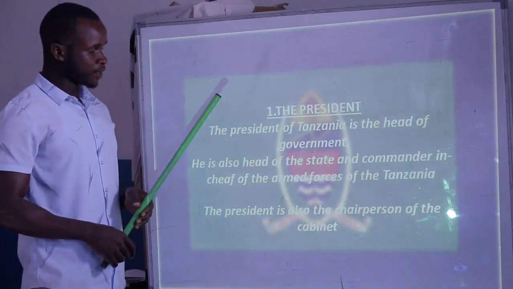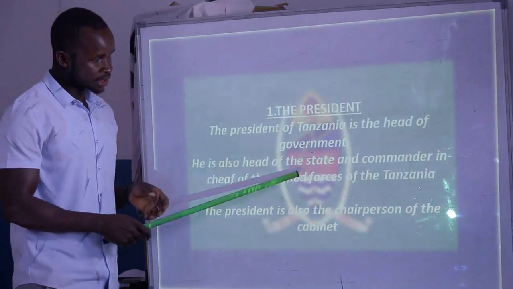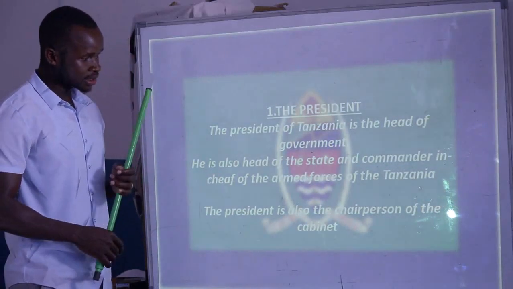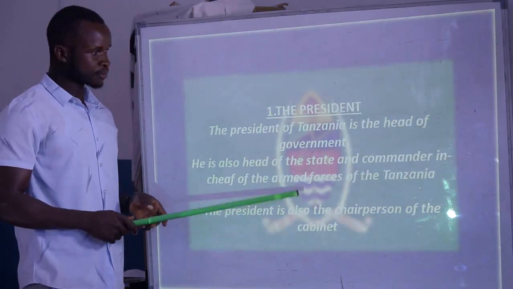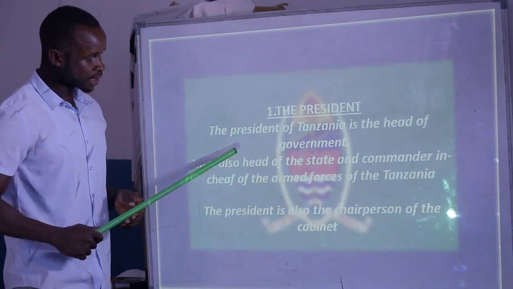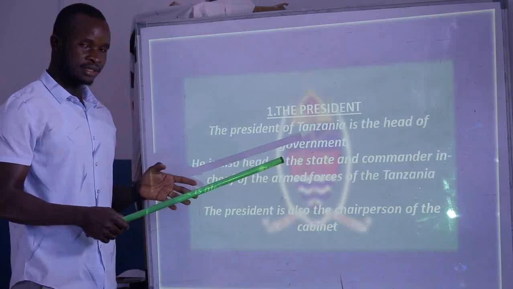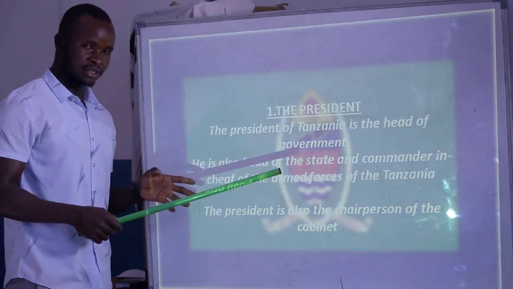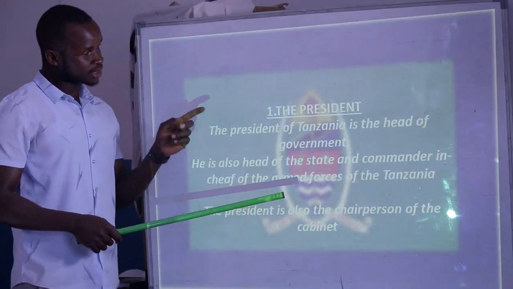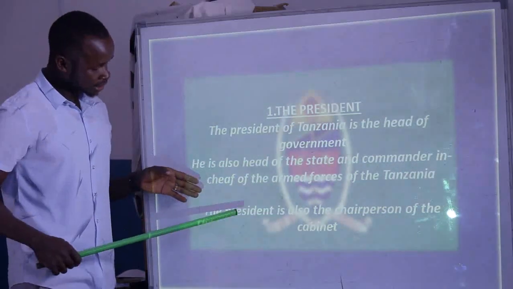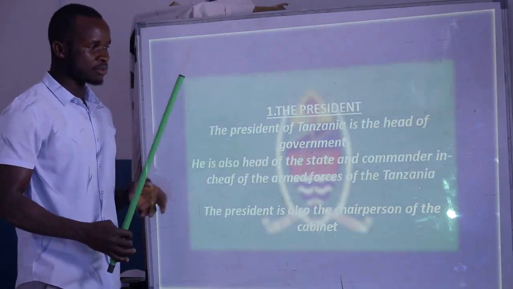The President of Tanzania is the head of government, as we have said previously. He is also the head of state and commander-in-chief of the armed forces of Tanzania. The President is also the chairman of the cabinet. Why do we call the President the head of state and commander-in-chief of the armed forces? Among the pillars of the state, we have the government, we have people, and we have territory. The President, being the head of all those, is the commander-in-chief of all armed forces in Tanzania.